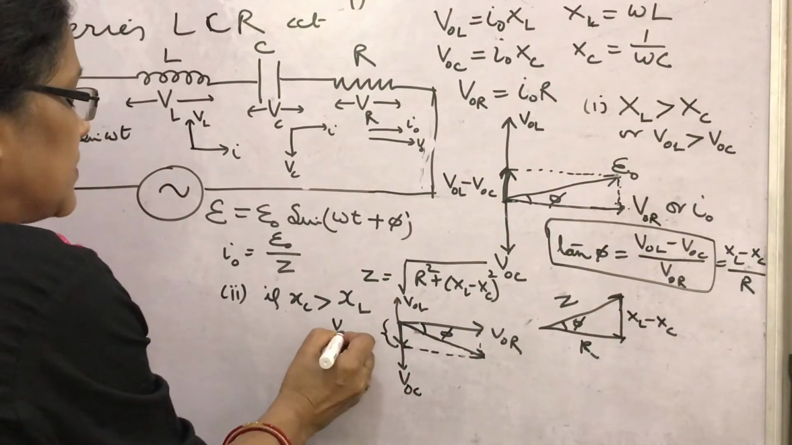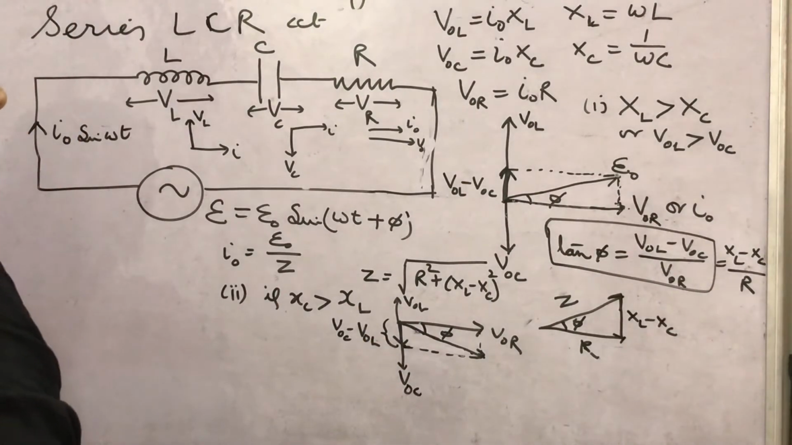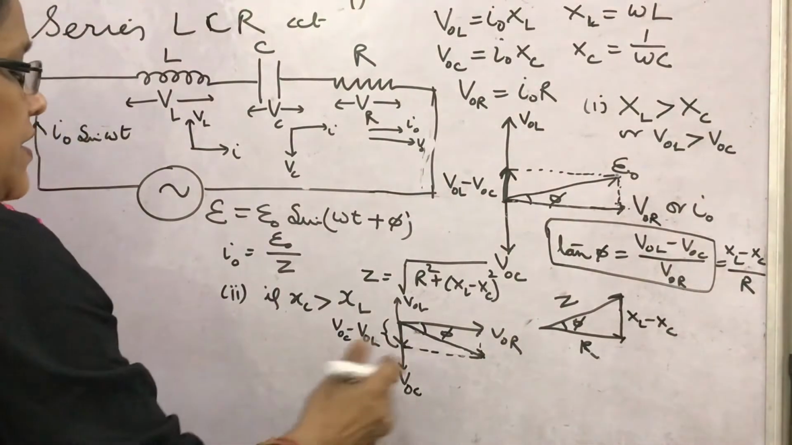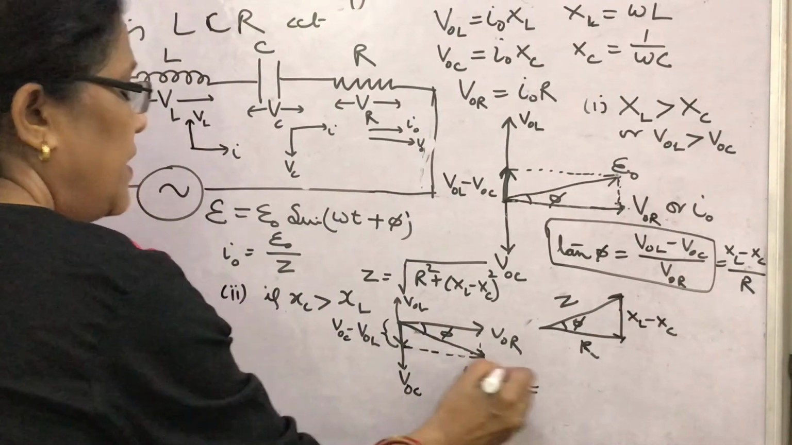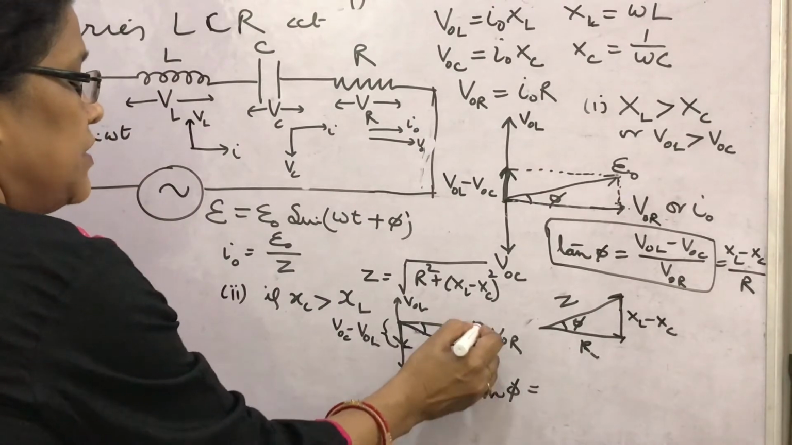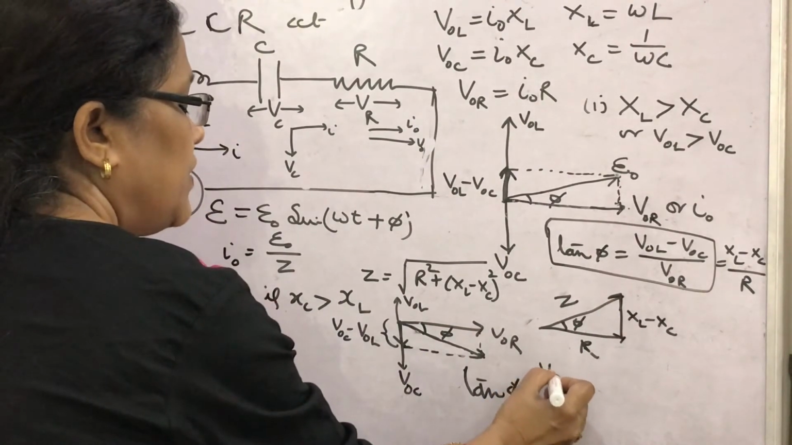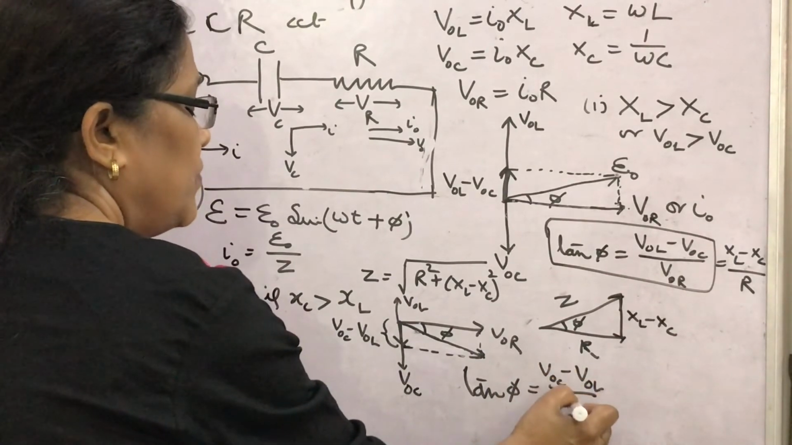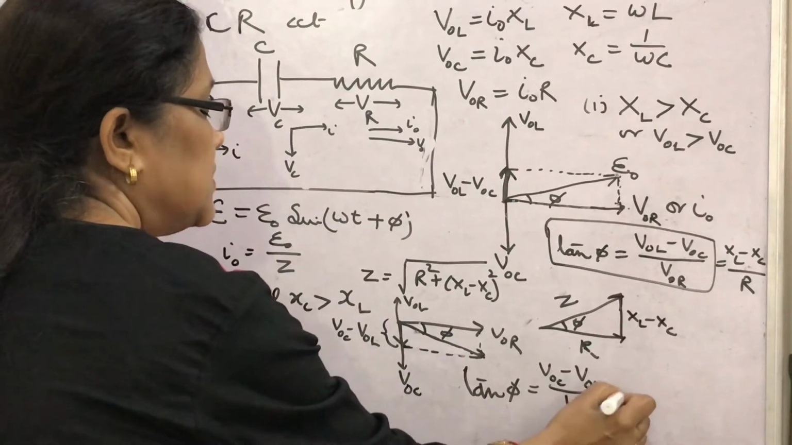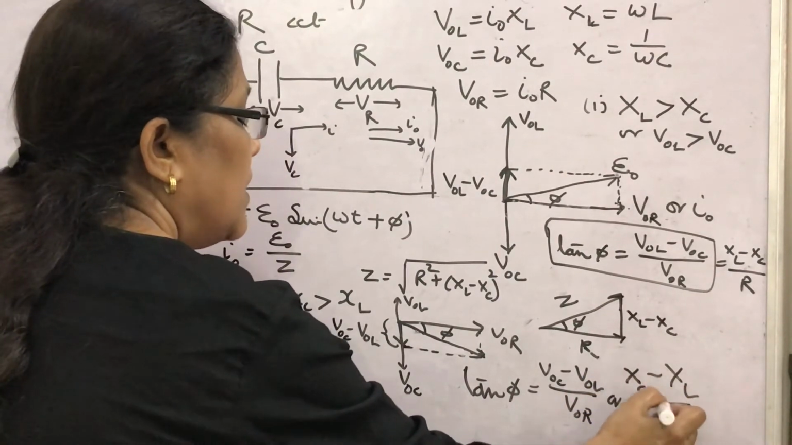What is this value? This is V naught C minus V naught L, and here we can find what tan phi will be. This tan phi is V naught C minus V naught L upon V naught R. So we can write V naught C minus V naught L upon V naught R, or simply XC minus XL upon R.